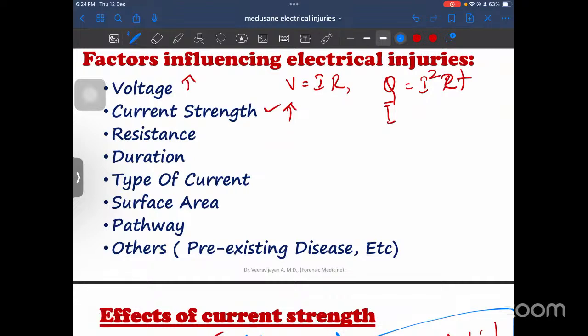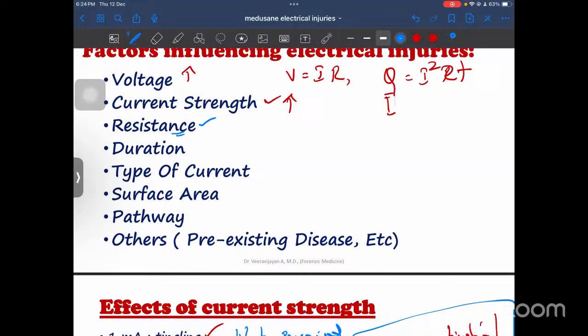Then another important thing is resistance. This current always flows in our human body in the direction or tissue which produces least resistance. So the amount of heat produced in a body is directly proportional to resistance. Say for example, if the resistance of a particular human tissue, that is skin, is more, then the damage will be more. If resistance of a human tissue is less, then damage will be less.